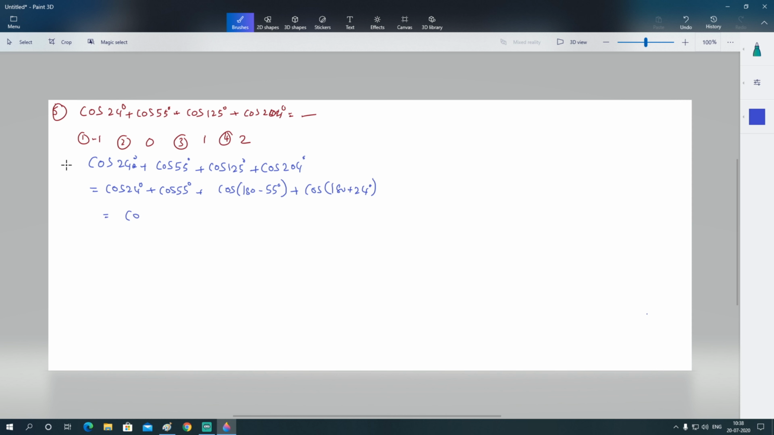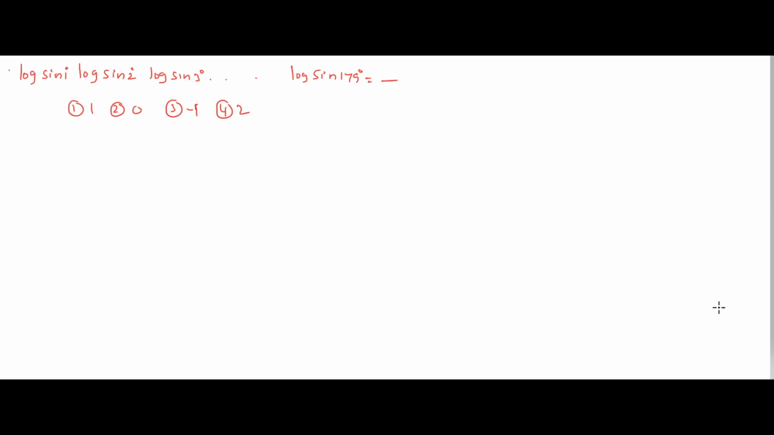That is equal to cos 24 plus cos 55. Cos (180 minus theta) lies in the second quadrant. In the second quadrant cos is negative, so that value is minus cos 55 degrees, plus cos (180 plus 24) lies in the third quadrant. In the third quadrant cos is negative, that is minus cos 24 degrees. Cos 24 degrees and cos 24 degrees cancel. Cos 55 and cos 55 cancel. That is equal to 0. So the second option is the correct answer.